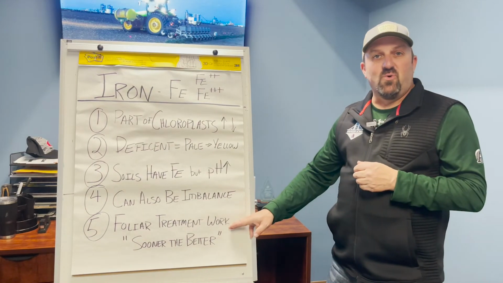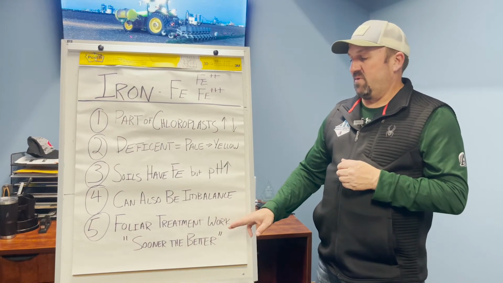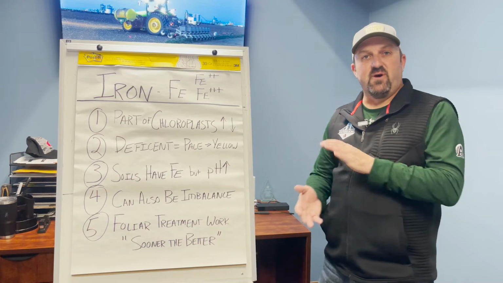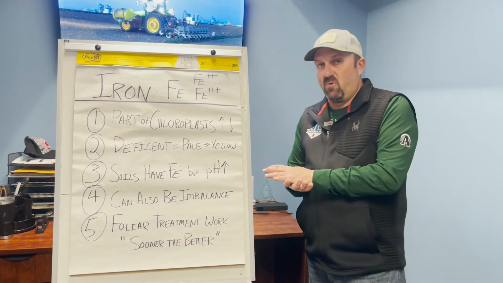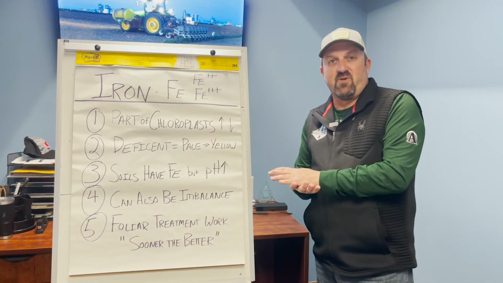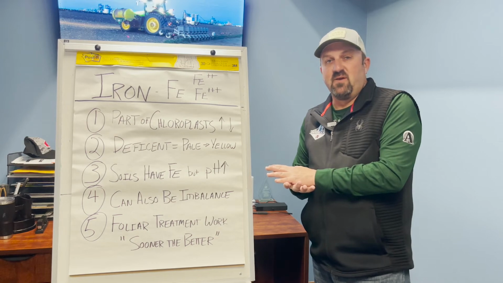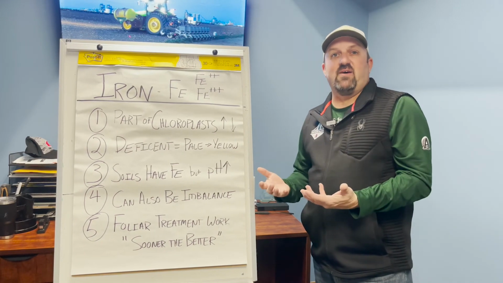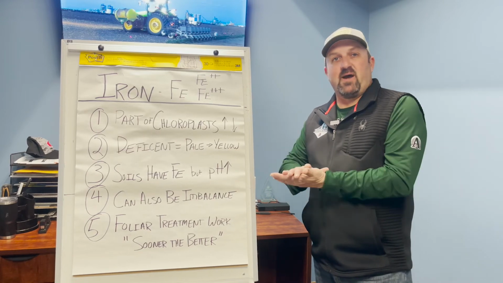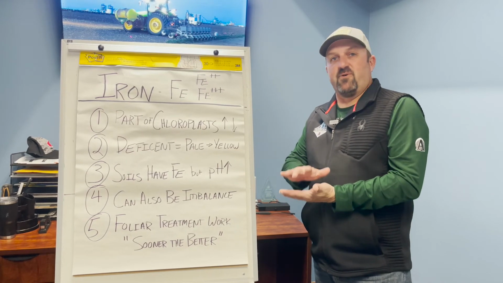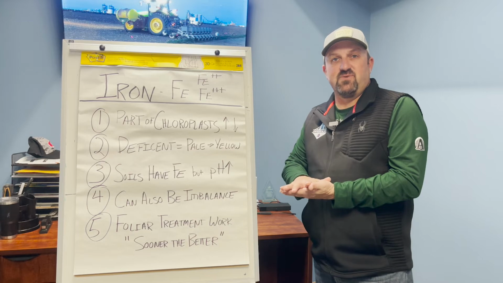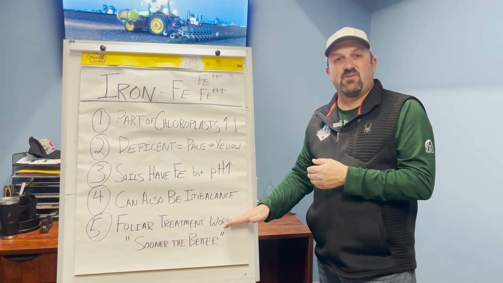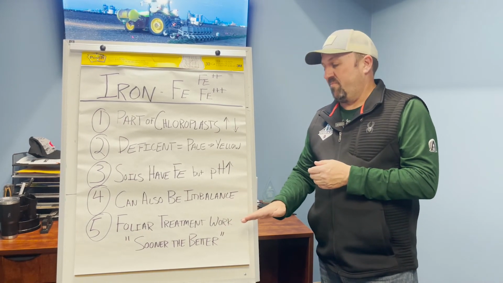Foliar treatments do work, but we really say the sooner the better. So if you notice some chlorosis in corn or soybeans, it usually is more predominant in soybeans, but we see it also in corn on some of those higher pH soils, get that foliar iron out there right away. The longer that plant struggles, the further we set it back, the harder it is to snap it out of it. If we can get to that treatment right away, that'll work.